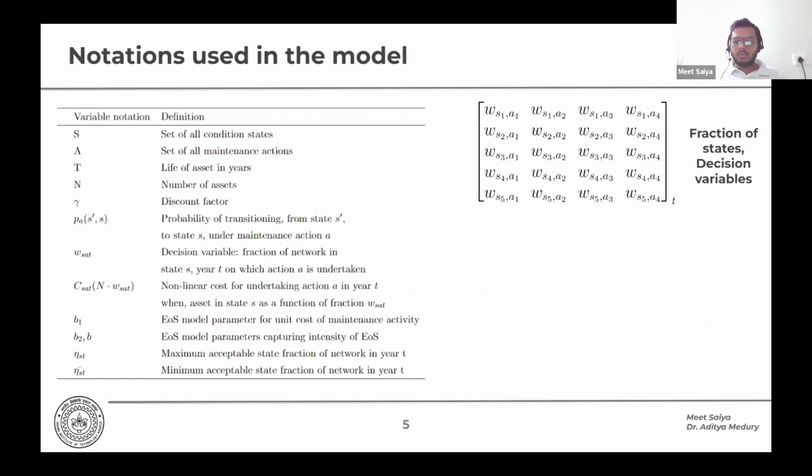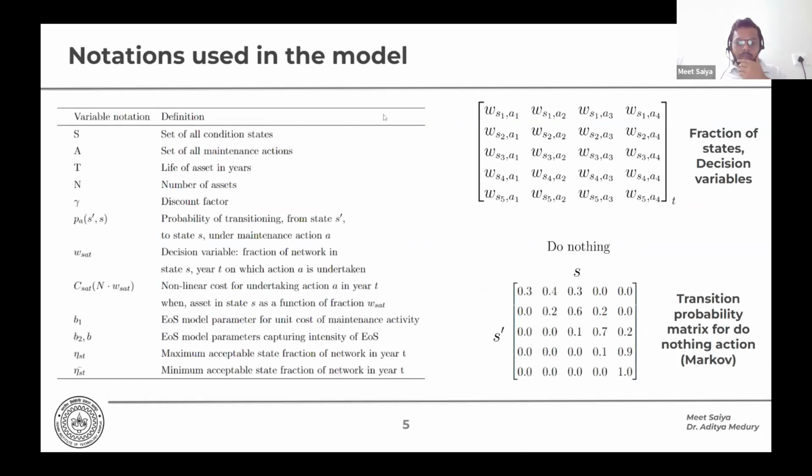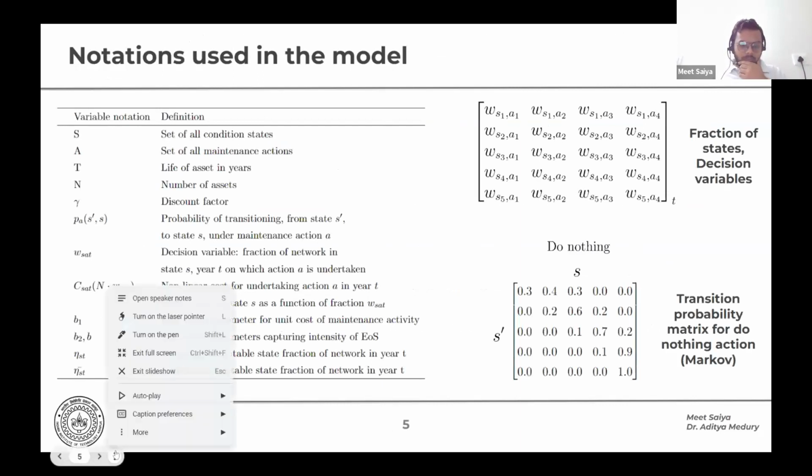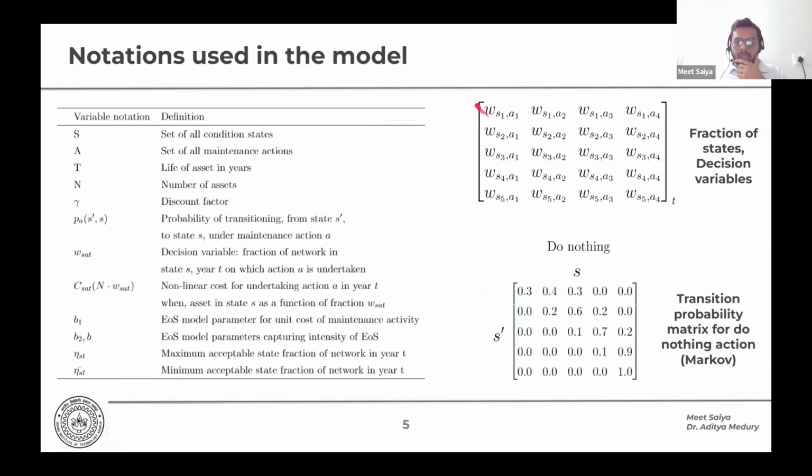So I'll show it over here. Let me turn on the user pointer. Yeah. So these are our decision states, which are the fraction of assets in state 1, on which we are going to do action 1 for time period t. So W S4 A3 would mean that we are in state 4 and we are going to do action A3, right? The fraction of such states.